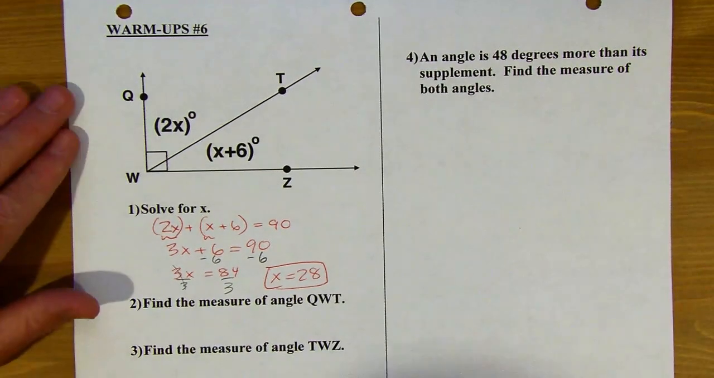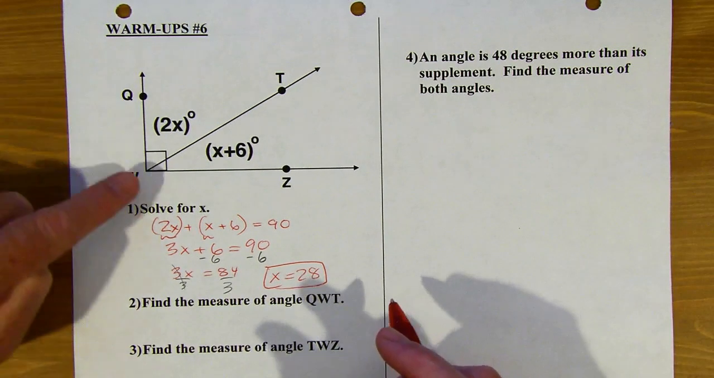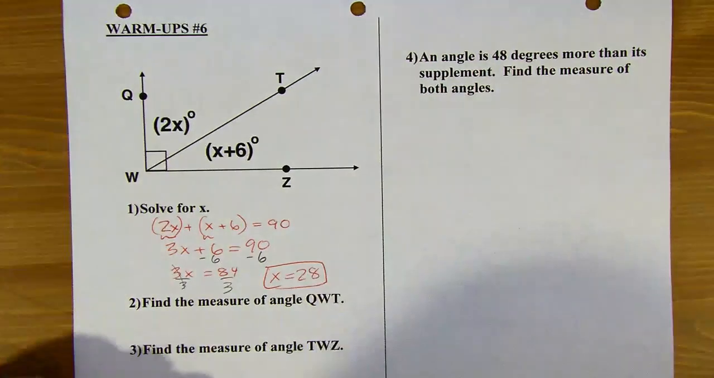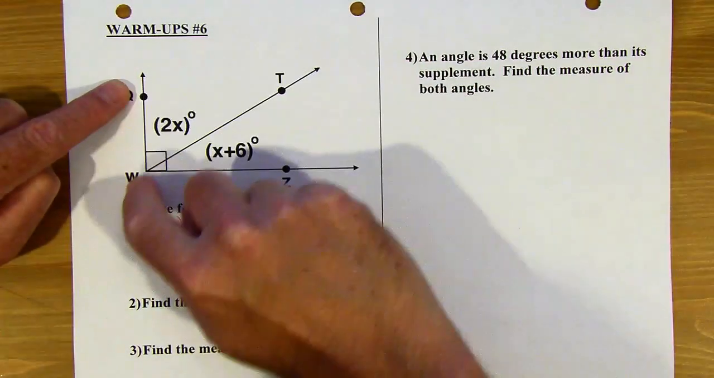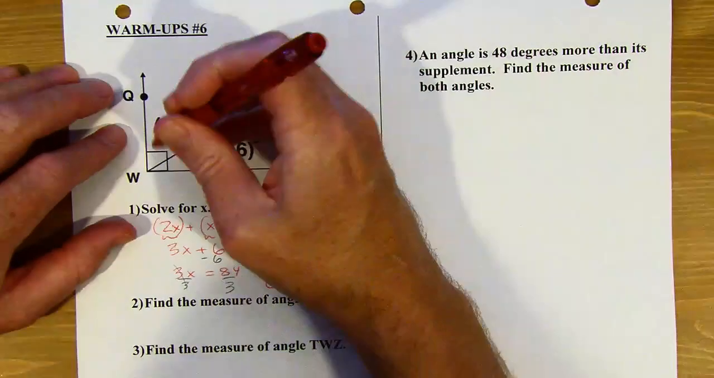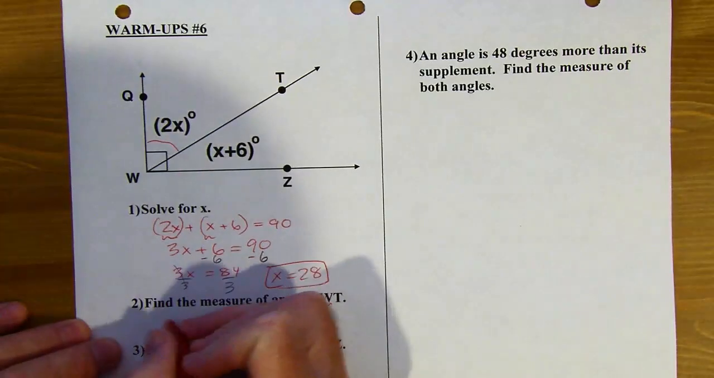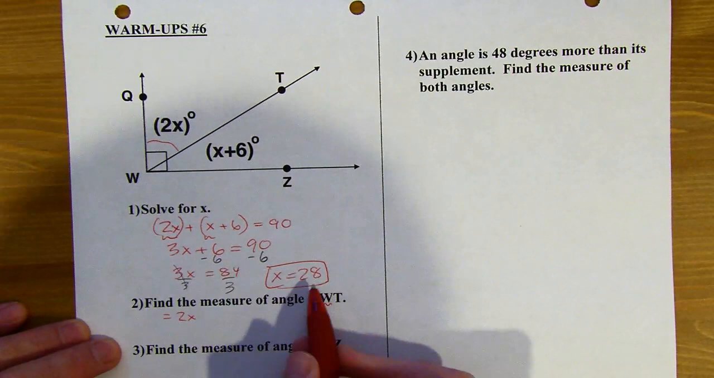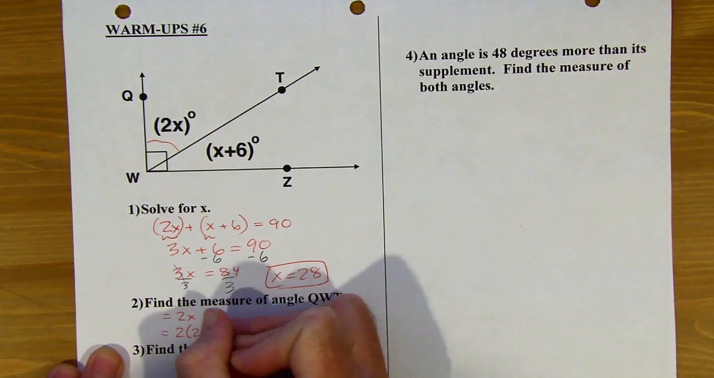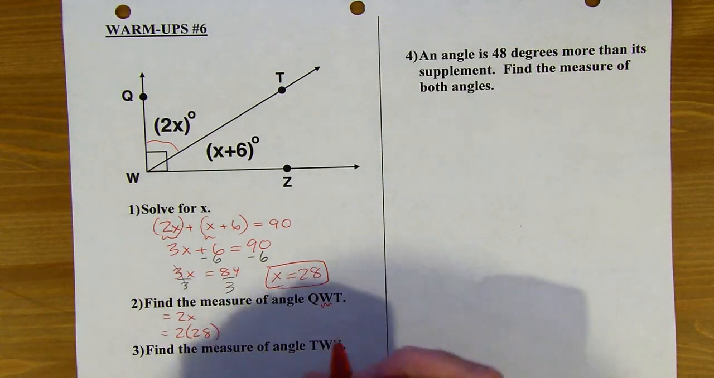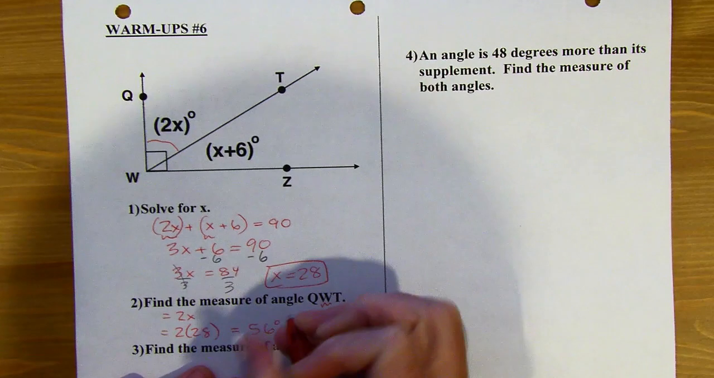Okay, the second problem says find the measure of angle QWT. So QWT, the way you name angles, the middle letter is always going to be the vertex, okay? So I'm kind of just going to read them in order. QWT, that means that's going to be this angle. So it's going to be the angle with the 2x in it, okay? So the measure of this angle is going to equal 2x, but hey, now we know x is 28, so 2 times 28, and then that's going to come out to 56. And since this is the measure of an angle, I'm going to put the degree symbol in there.